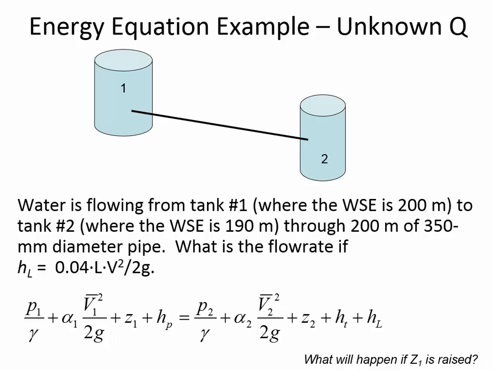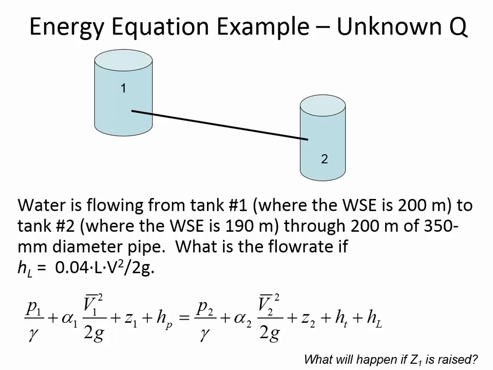So what will happen if Z is raised? The flow rate would increase. Let me ask you this. What do you think would happen? What does your instinct tell you the flow rate response would be if we leave Z the same, and we make the pipe a larger diameter? What is that going to do to the flow rate?